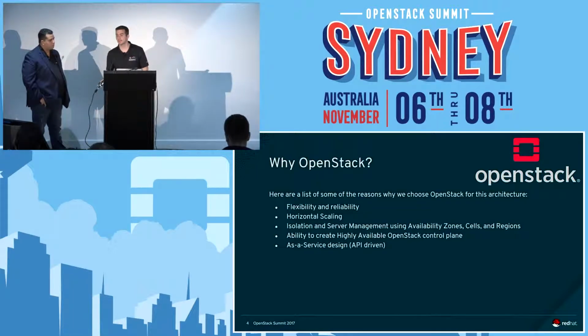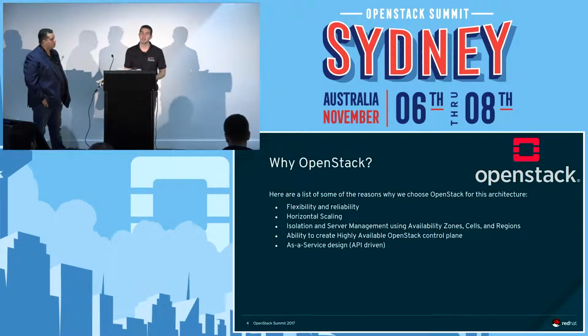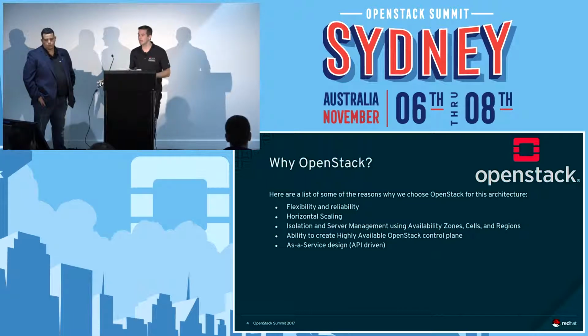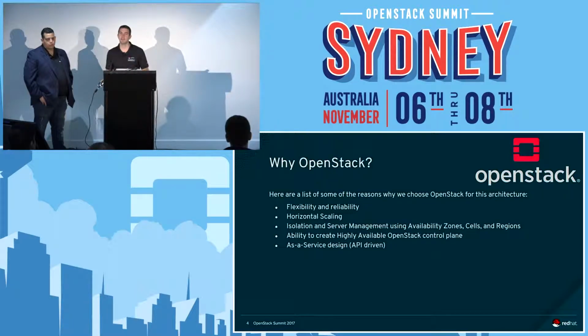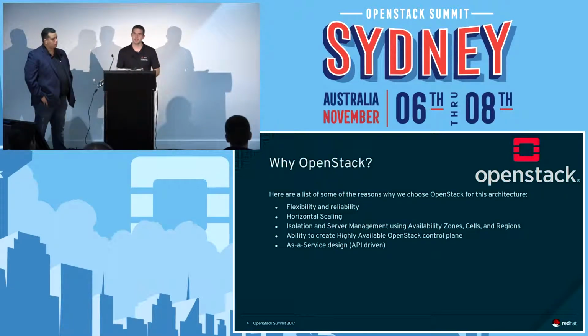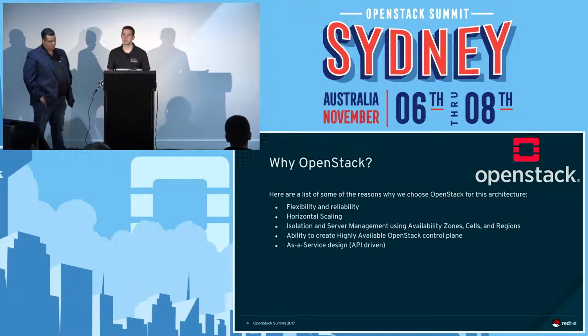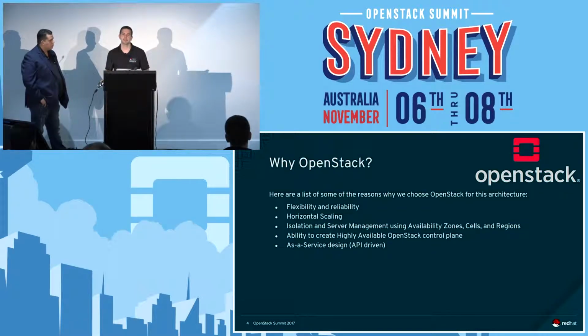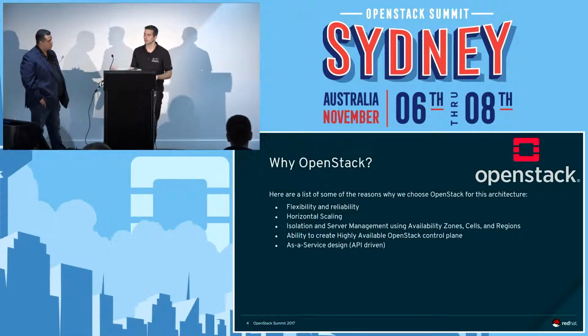We also chose it because of isolation and server management, being able to move workloads based on availability zones. And also having the ability to create a highly available OpenStack control plane. By having a highly available OpenStack control plane, you also essentially have a lot of your different OpenStack services highly available as well. And then finally, having an API-driven as-a-service design. OpenStack is very API-driven, and essentially you can use it to do things such as creating your instances and so forth through the command line.